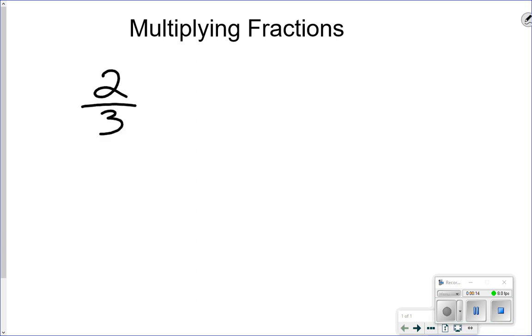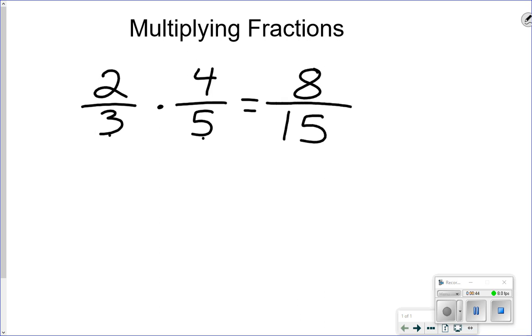Let's take 2/3 times 4/5. When you are multiplying fractions together, as long as they're simple fractions like this, it's actually quite easy. All you do is multiply straight across. Meaning we multiply the two numerators, the top numbers, 2 times 4, and that gives us our numerator for the answer. 2 times 4 is 8. And then you multiply the denominators together. So 3 times 5 is 15. That gives us our denominator.